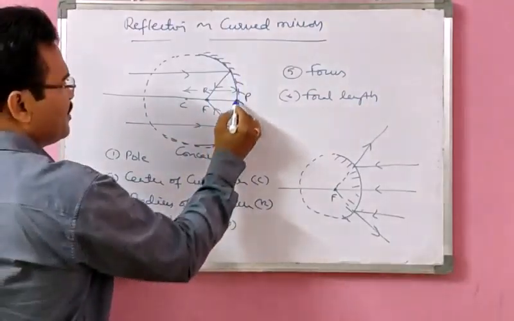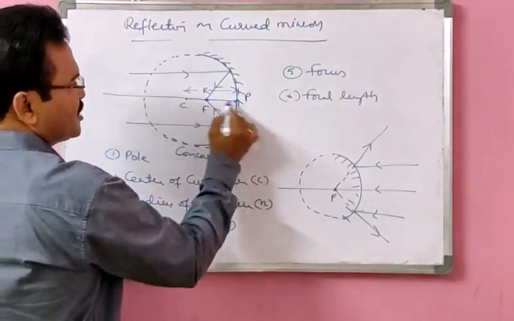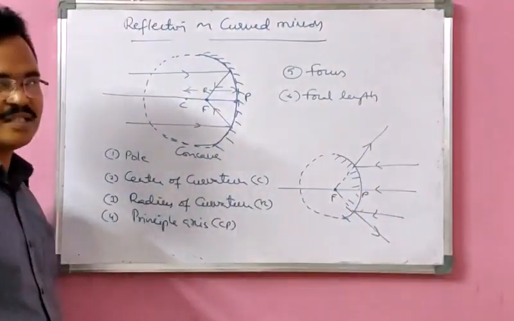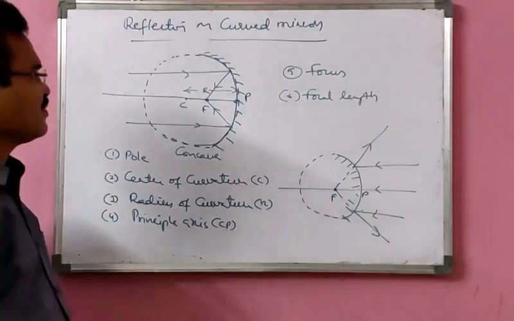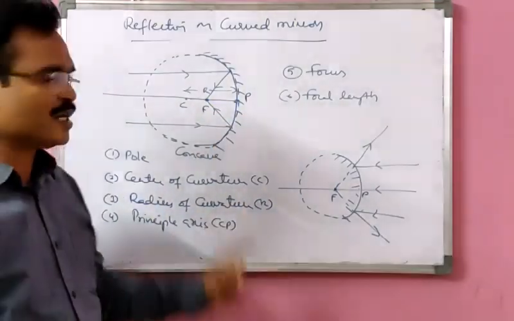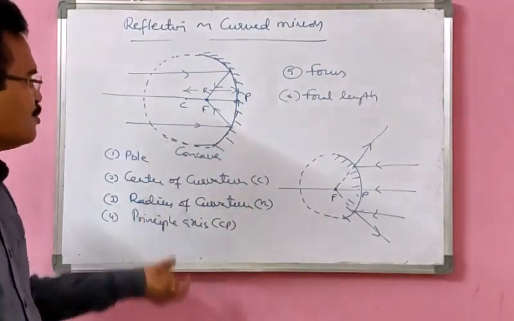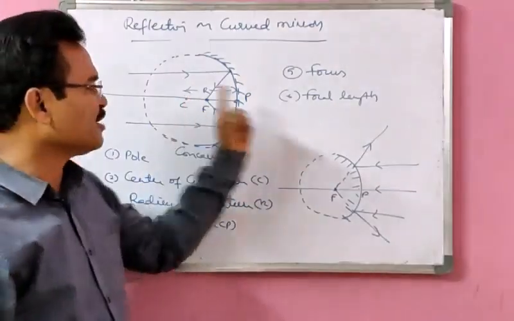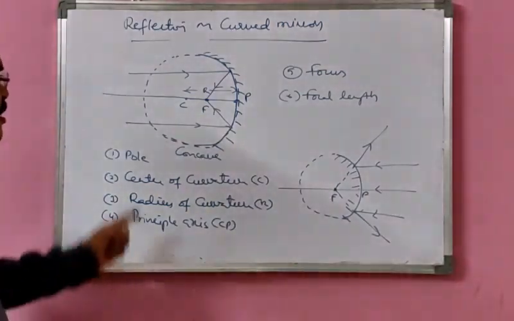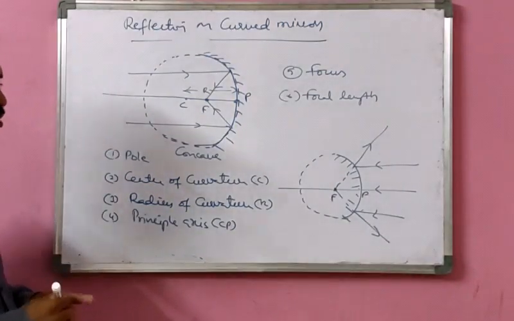So the distance between pole and focus is called as what here? Focal length of the mirror. The distance between pole and focus of the mirror is called focal length. These terms are used in the case of concave or convex, but the terms have the same meaning here. Okay, so these are the terminology to be used.